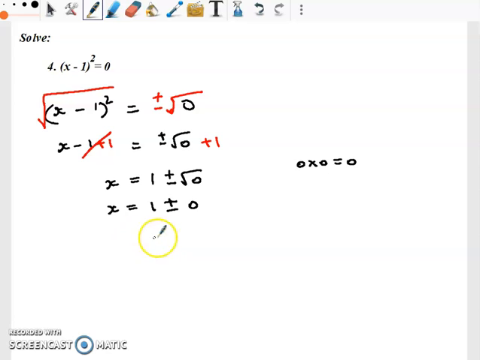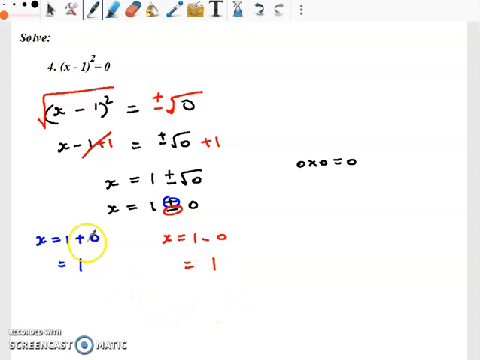Right, and now you have two values of x. The first value is for the positive part, and the second value is for the negative. So let's move along again. The first value is x equals 1 plus 0, which is 1, and then the other part is x equals 1 minus 0. And if you notice, you still get 1.